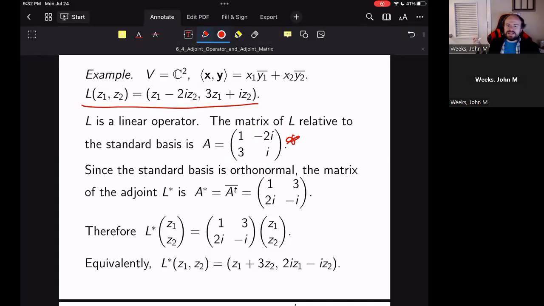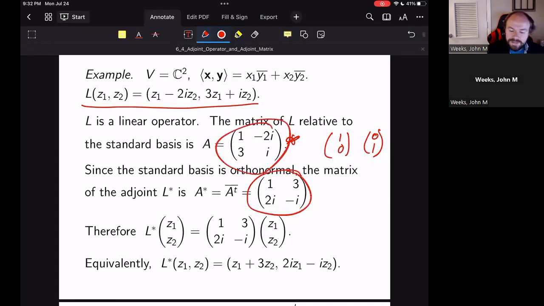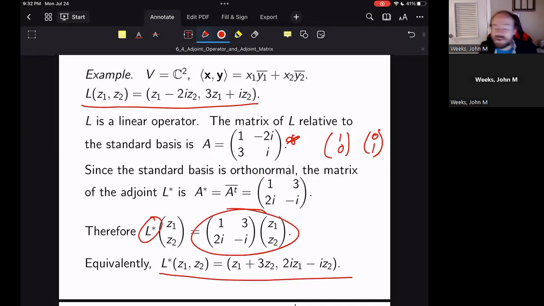Since the standard basis is orthonormal, meaning just the standard basis for the complex numbers, 1, 0 and 0, 1, now multiplied by complex numbers potentially on the outside here, the matrix of the adjoint is just going to be the adjoint of A. So we can just flip the rows and the columns and then take complex conjugates of each entry given here inside. So whenever I want to write what L star is, I could write it in terms of this, and that gives me what L star is equal to as a linear operator on C2.